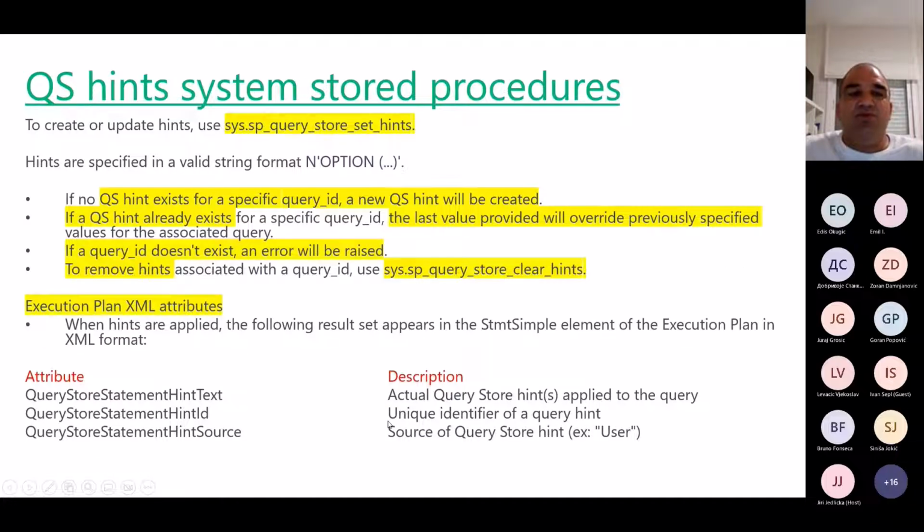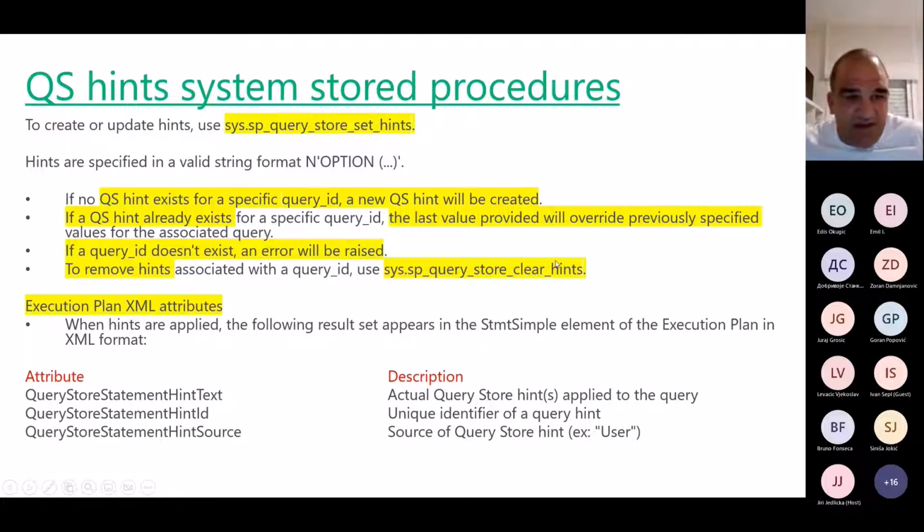Let's see it. To create or update hints, use sp_query_store_set_hints. Hints are specified with the options. If no Query Store hint exists, there will be a new query hint. If a hint already exists, the last value will override the previous value. If the query ID doesn't exist, an error will be raised. To remove the hint, we have sp_query_store_clear_hints.